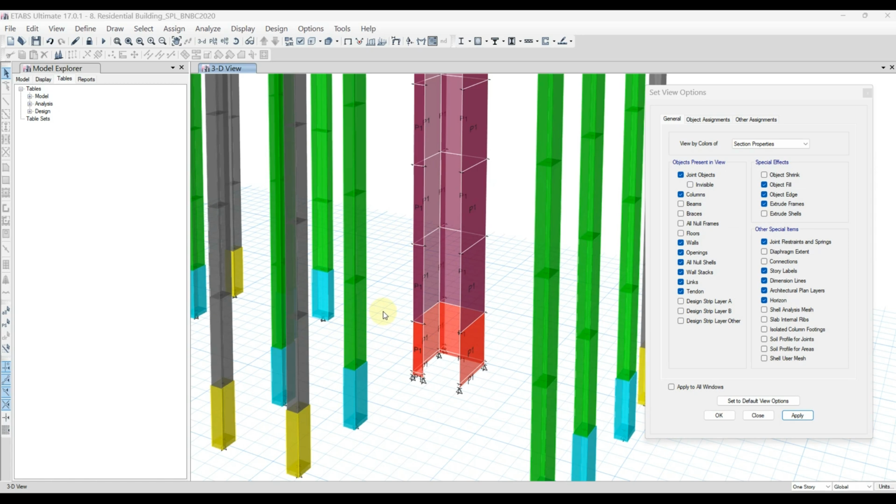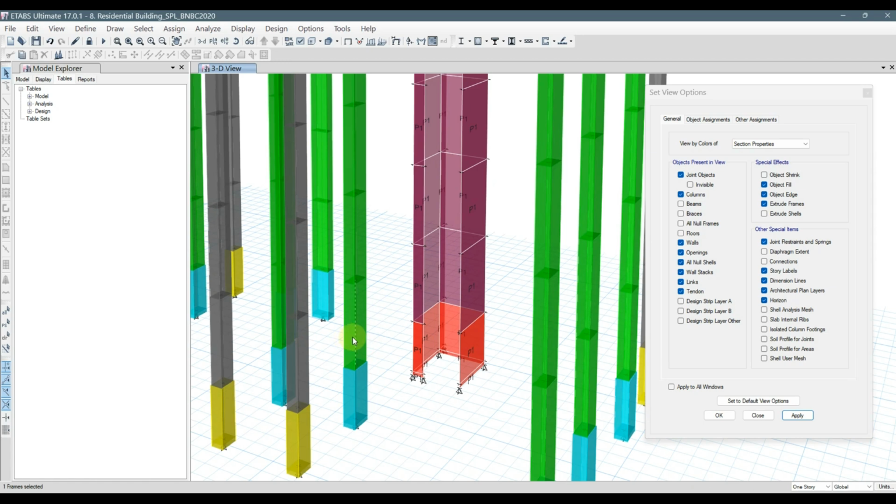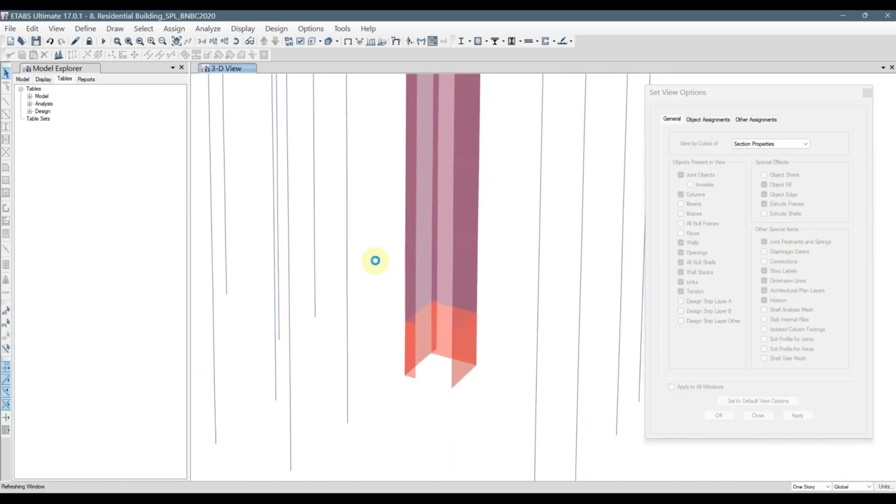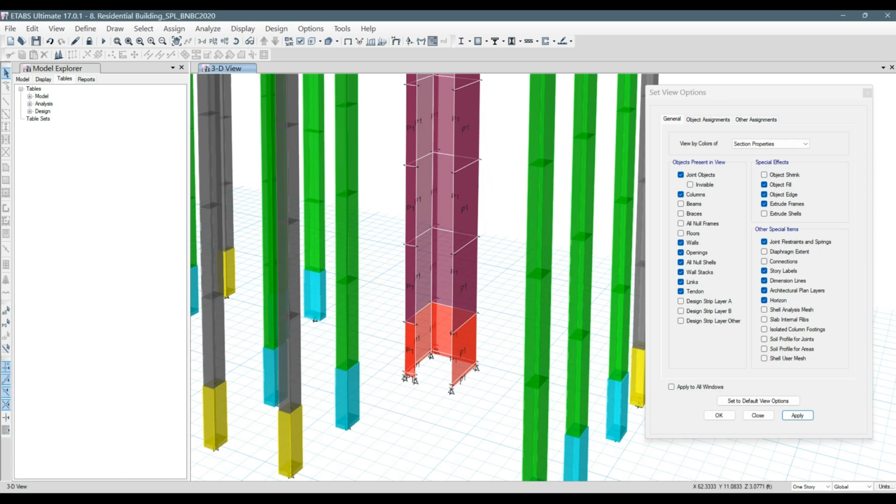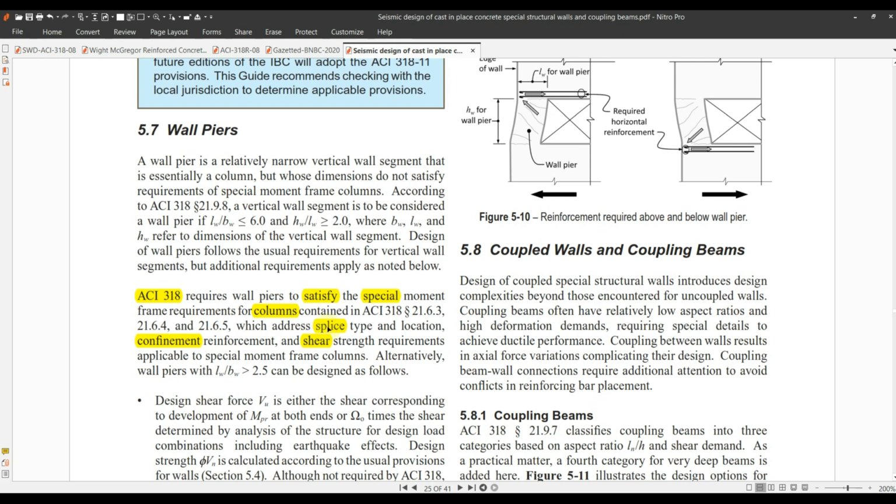They give a ratio that the smallest dimension divided by the largest dimension equals 0.4. So you cannot go below it, or in other words, the larger dimension divided by the smaller dimension equals 2.5. You cannot go beyond it. So if you go beyond it, you cannot consider that a column. What will it be if it goes beyond the 2.5 ratio? Will it be a shear wall? There is another dispute about it. The dispute is solved under the wall pier section.